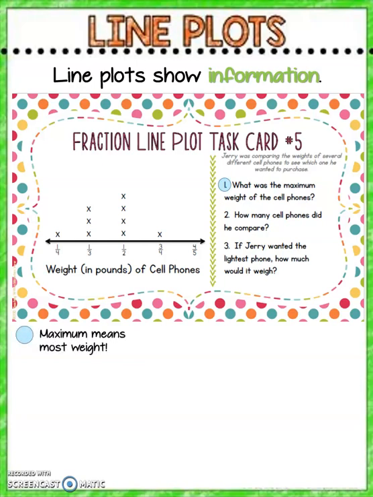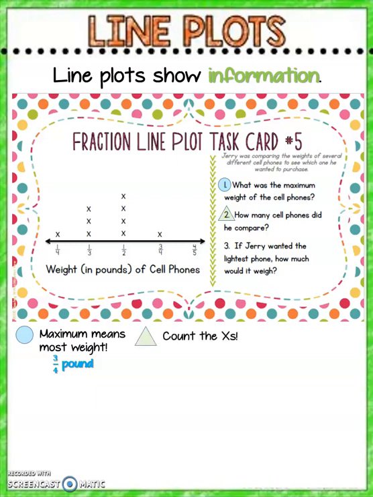Well, I know that maximum means the most weight. It's just a fancy way of saying which phone was the heaviest. So remembering that my line plot goes from least to greatest, I'm looking for the category that has an X in it as far down the line as I can go. Now I see a category for 4/5, but there's no X's, which means there's no cell phones in that category. So that means I need to look at the 3/4 category, and the maximum weight of the cell phone was 3/4 of a pound.